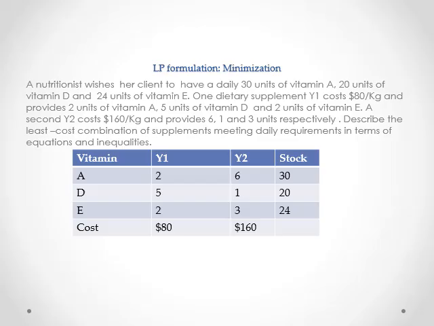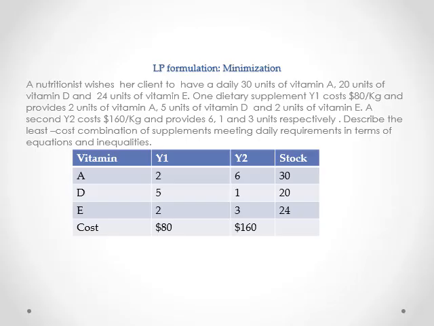The second version of linear programming problem is how to formulate an objective function of minimization. Let us follow the following example of minimization.